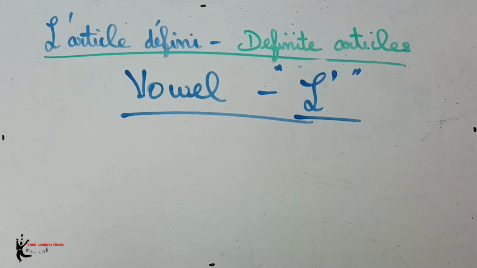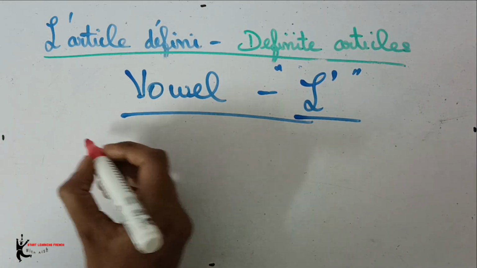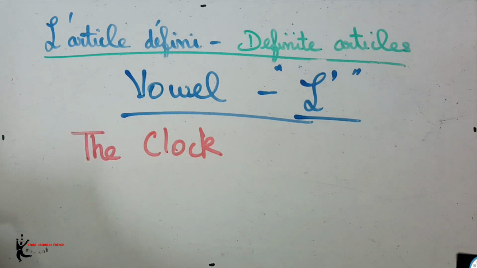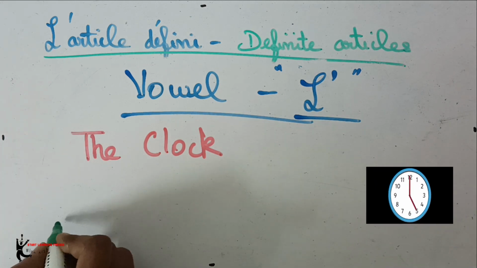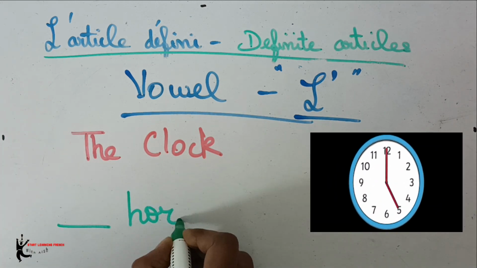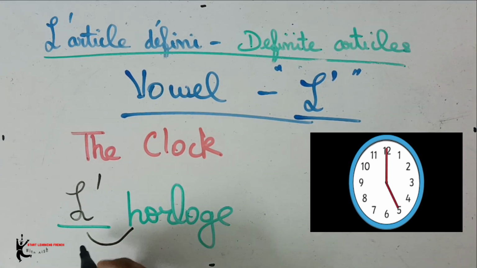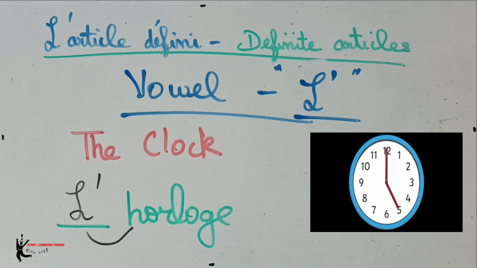One more example. The clock. The clock means in French horloge. It starts with a vowel sound, so you have to use the definite article L apostrophe. Together you have to pronounce l'horloge. You use L and H. L'horloge. L'horloge.